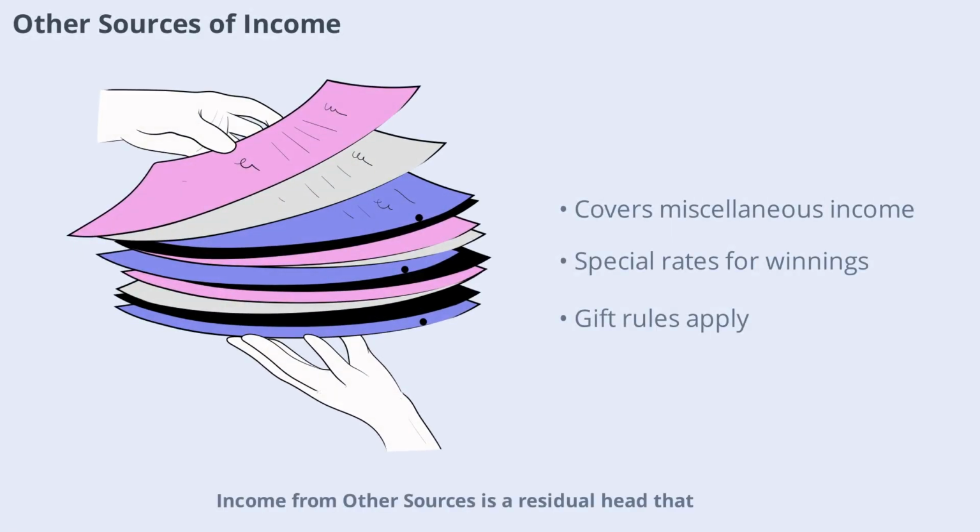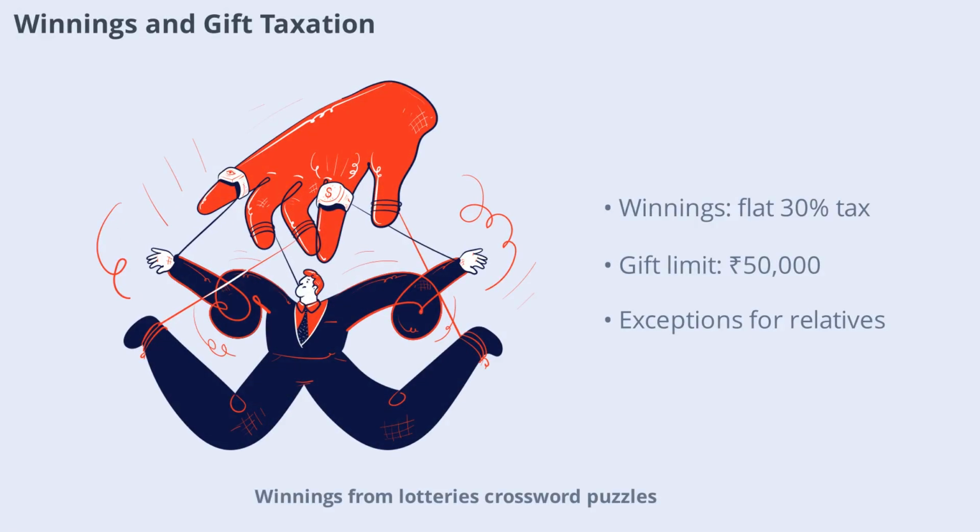Income from other sources is a residual head that covers any income not taxed under the other four heads. Common examples include dividends, interest on securities, winnings from lotteries, and gifts above a certain limit. Each type has its own tax rules, with some taxed at special rates and others at slab rates. Winnings from lotteries, crossword puzzles, and similar games are taxed at a flat rate of 30%, with no deductions allowed. Gifts of money or property received without consideration above Rupee 50,000 in a year are taxable, except when received from relatives or on special occasions like marriage. These rules prevent tax evasion through windfalls and gifts.